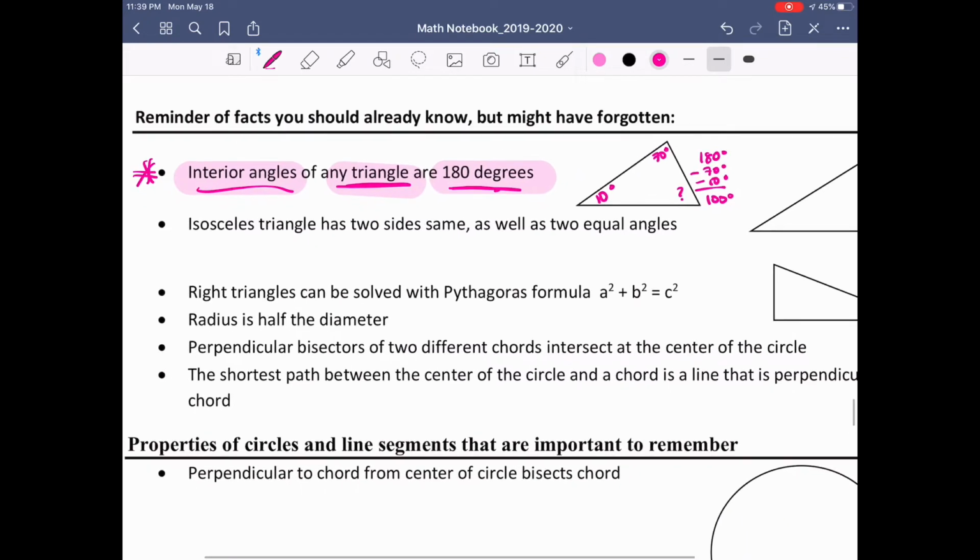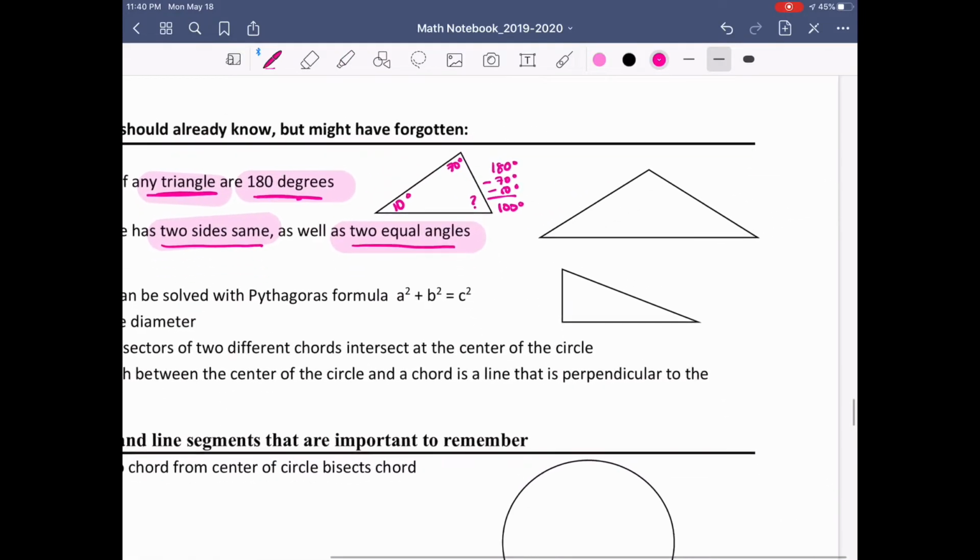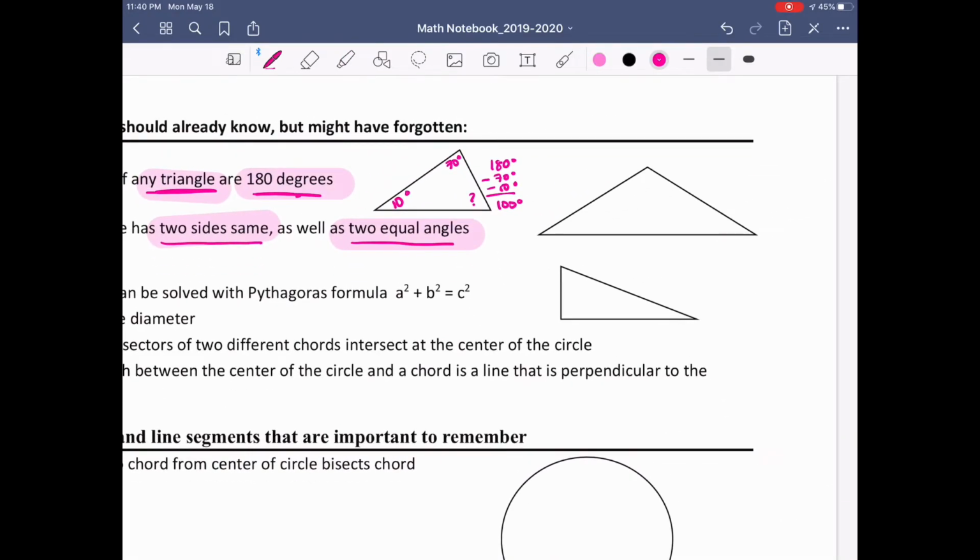The second fact that you may have forgotten is that what is an isosceles triangle? Well, an isosceles triangle basically has two sides that are the same, and then they also have two equal angles. We're going to be using this a lot. So two equal sides, two equal angles. Okay? So if I cut this, for example, in half, it would make two isosceles triangles. Okay? So let's say this angle is 40 degrees. This angle would be 40 degrees. This angle is 90 degrees. This angle is also 90 degrees. Okay? So it would be two equal sides, two equal angles.